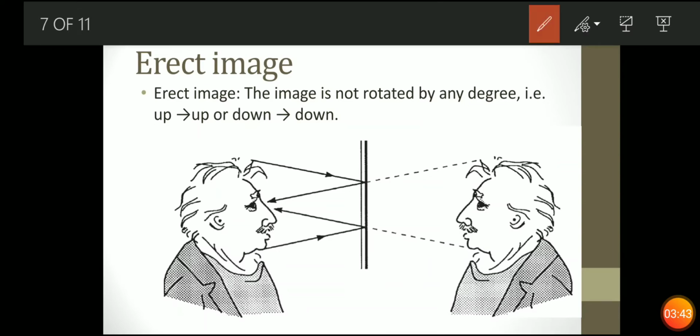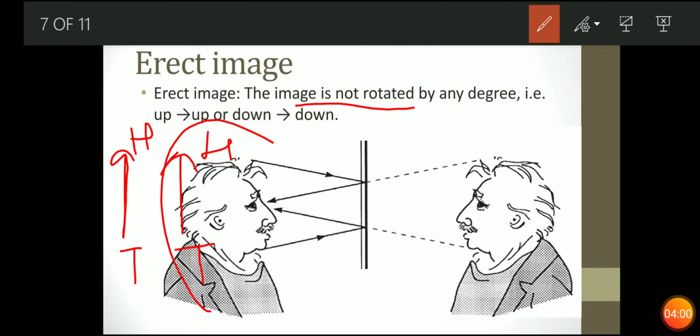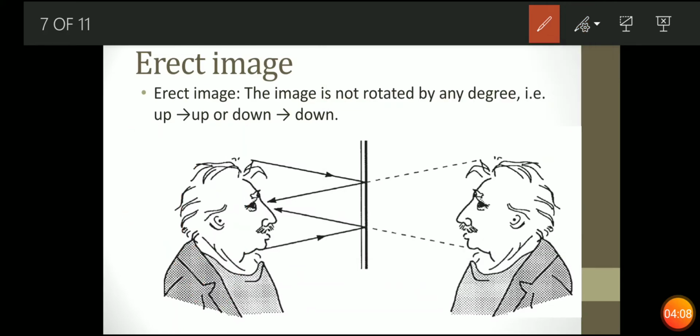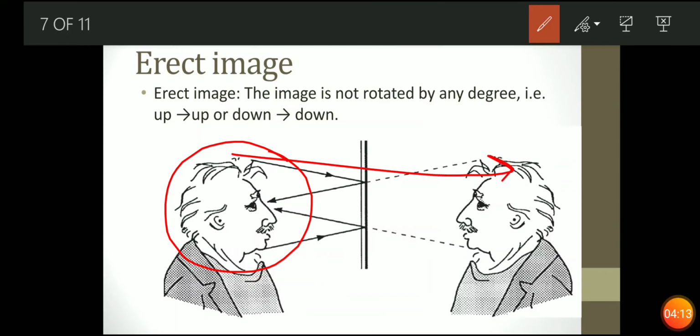Now what is an erect image? An erect image means the image is not rotated by any degree. Your image is not rotated at all, meaning you were standing straight and you see yourself straight. That means your head is above and toe is at the bottom. This is your image. Fine. So your head was above so you see the head above, toe was below so you see the toe below. Now see the diagram. The person's face is at the top, so it is showing at the top. Chest is at the bottom, so chest is at the bottom. So it is known as an erect image.